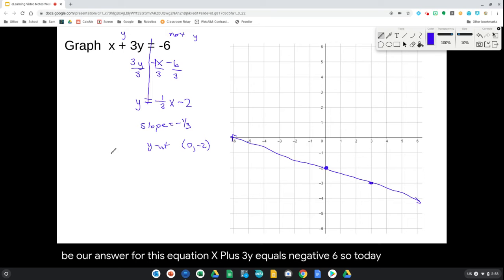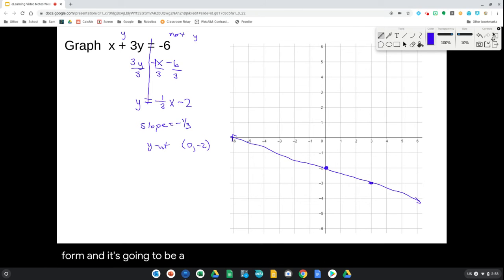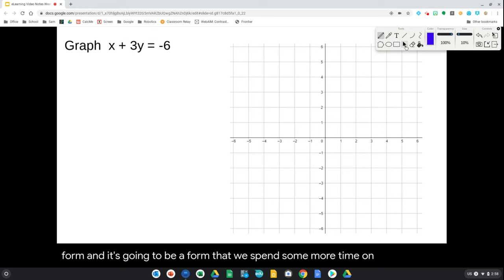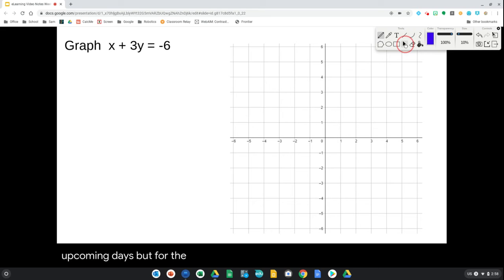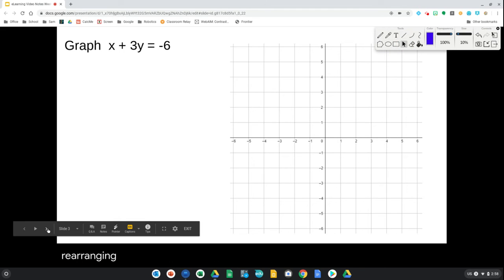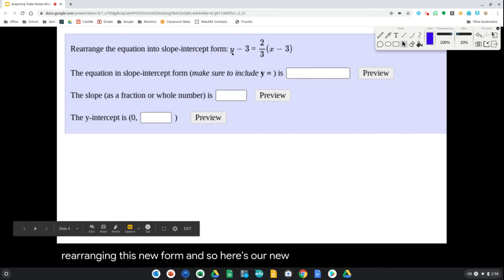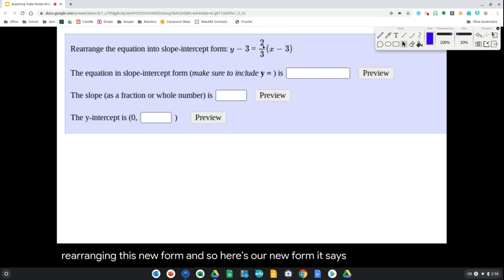So today, instead of going from this form, you're going to go from a new form, and it's going to be a form that we spend some more time on in the upcoming days. But for the assignment today, all you're going to be doing is rearranging this new form. Here's our new form. It says y minus 3 is equal to 2/3 times (x minus 3). We want to arrange that into the form that we've been graphing it in, in other words, slope-intercept form, the form that says y equals.